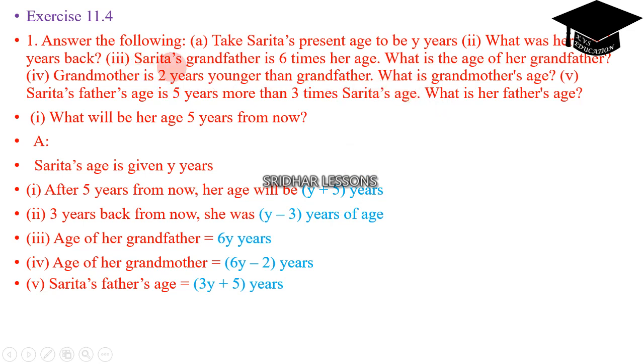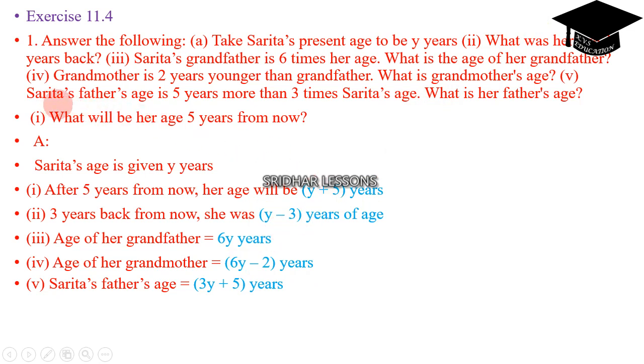Question number 3. Sarita's grandfather is 6 times her age. That means the age of her grandfather is 6y years. Grandmother is 2 years younger than grandfather. Because we have the age of grandfather, the age of grandmother is 6y minus 2 years. This is the grandmother's age.